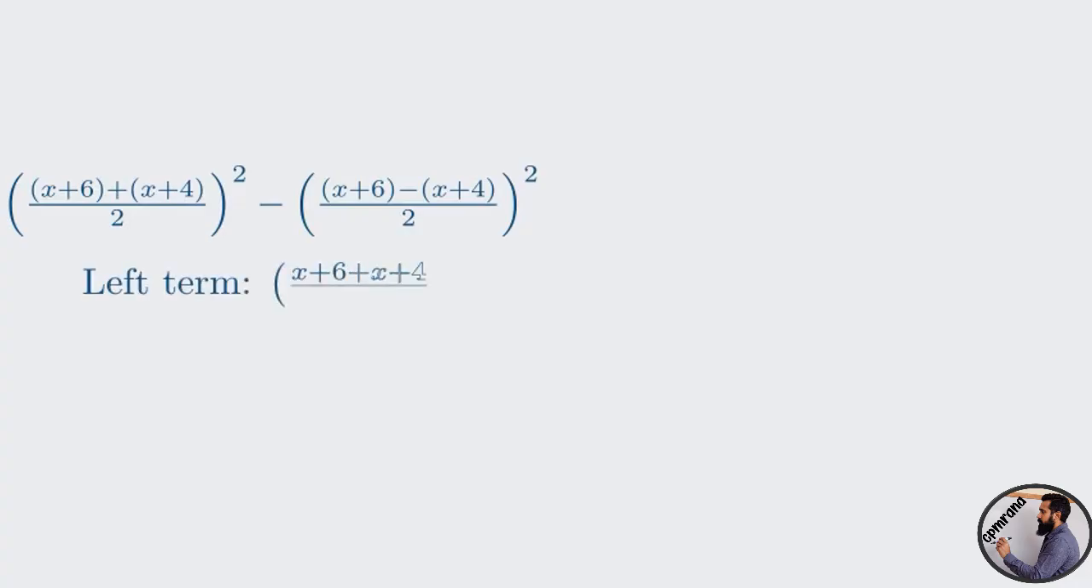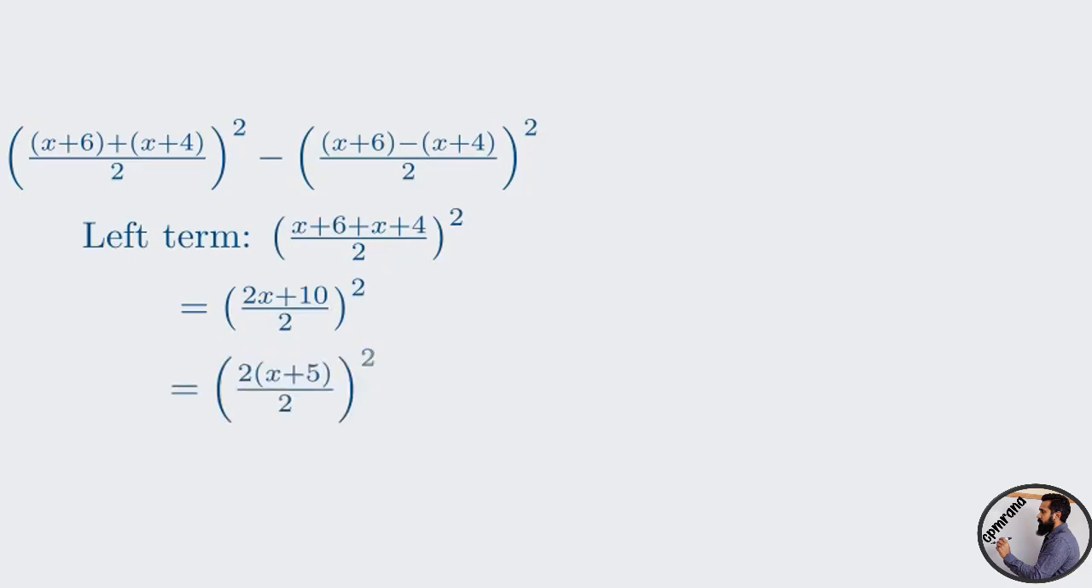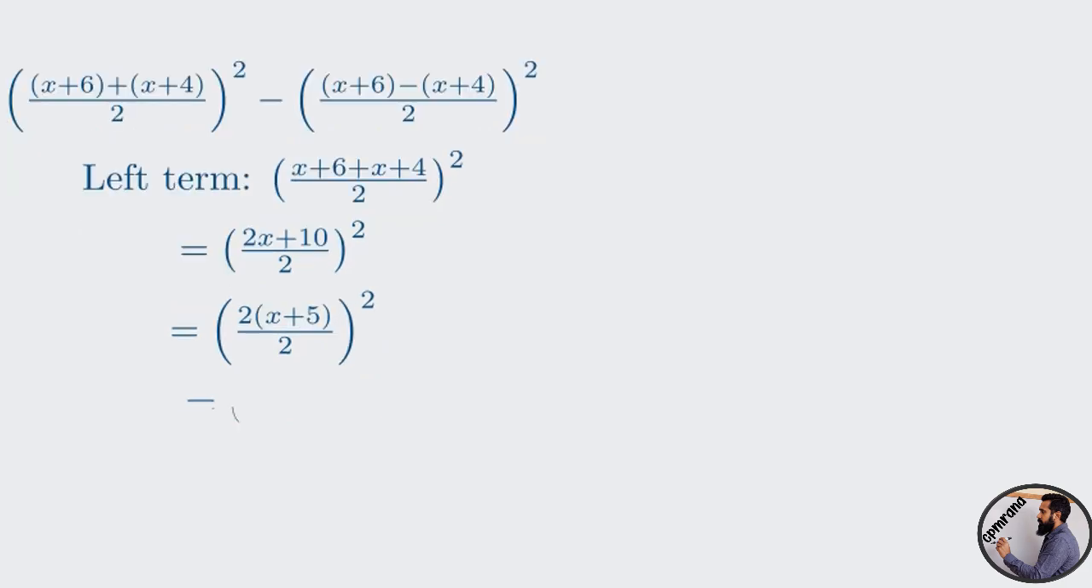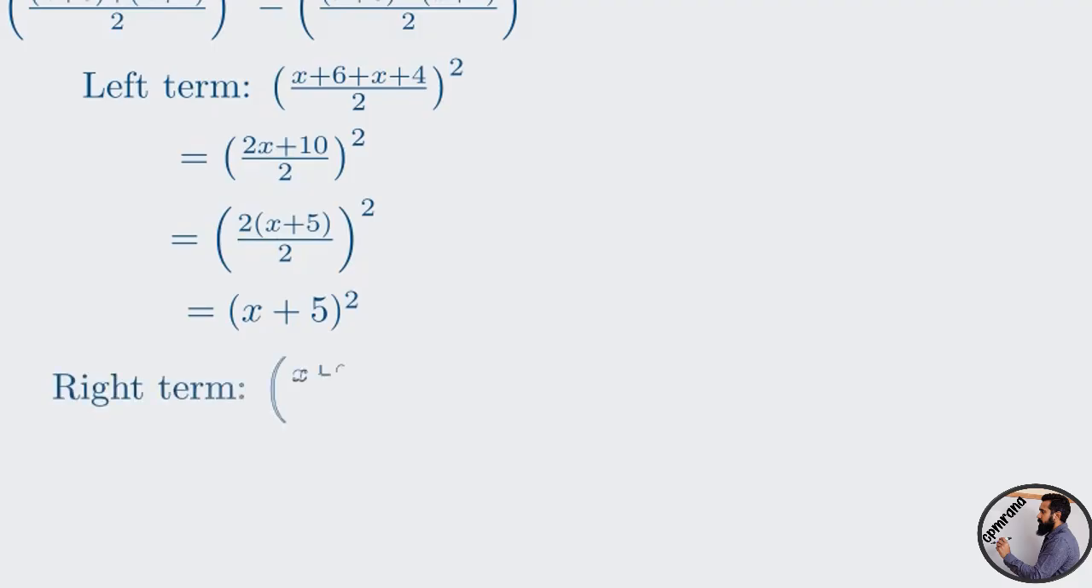Inside the first set of parentheses, we combine like terms. x plus x gives us 2x, and 6 plus 4 gives us 10. So the numerator becomes 2x plus 10. Since both terms are divisible by 2, we can factor out a 2. The 2 in the numerator cancels with the 2 in the denominator, leaving us with just (x plus 5) squared for our first term. Now let's look at the second part.